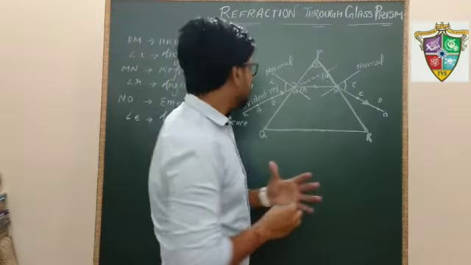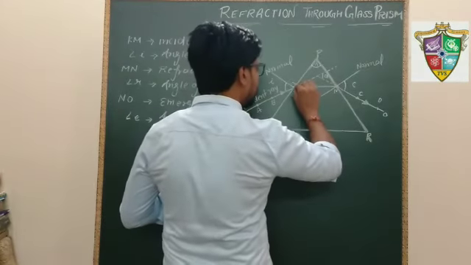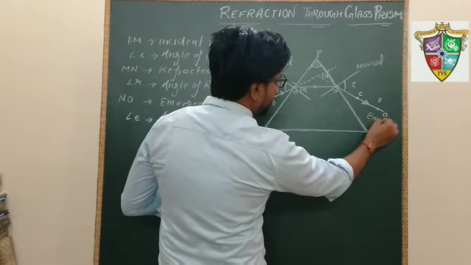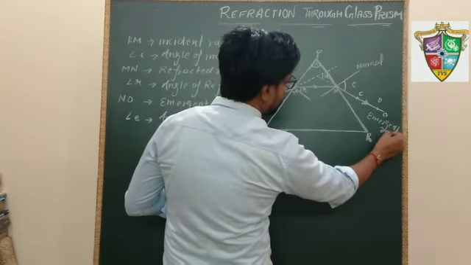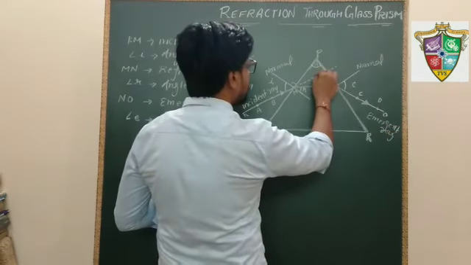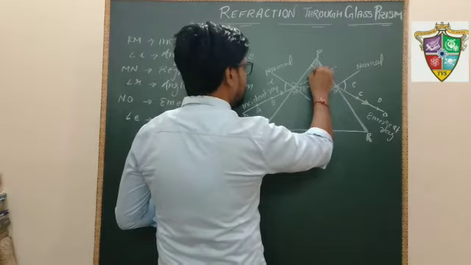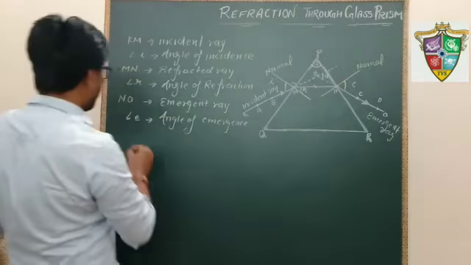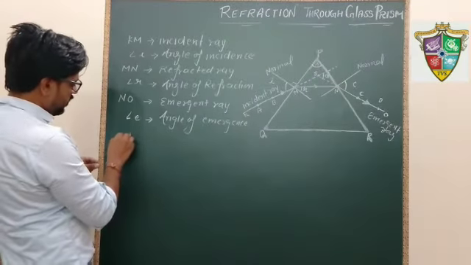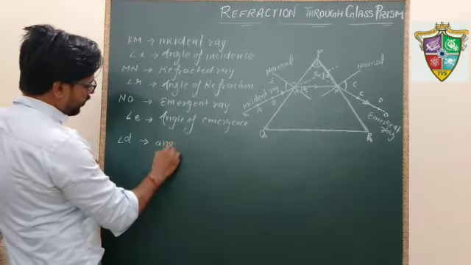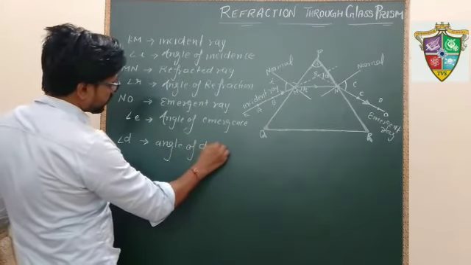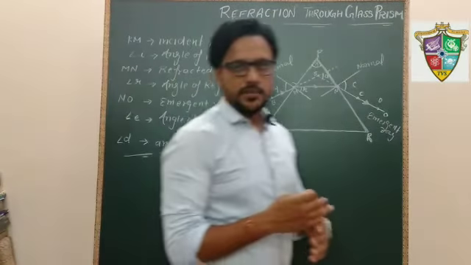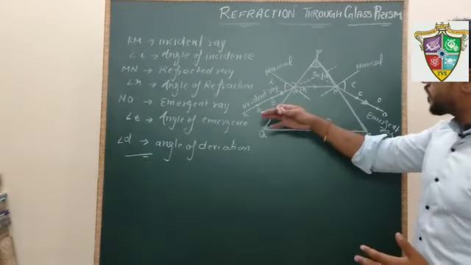If no prism were there, then this incident ray would go along this path, and if we extend this emergent ray in the backward direction, then both will cut at this point, say S, and this angle D is known as the angle of deviation. So this is the ray diagram in case of a glass prism when light strikes at one of its surfaces.